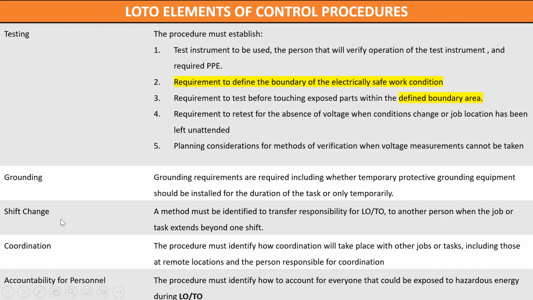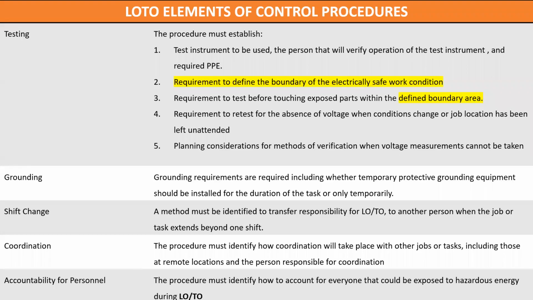Then it talks about the shift change requirement. A method must be identified to transfer responsibility for lockout and tagout to another person when the job or task extends beyond one shift. So for example, we started as a simple lockout and tagout in which only one qualified person was performing the job, but the task extends. Now another qualified person has to come and perform the job in another shift. So that simple lockout and tagout will be converted into a complex lockout and tagout. So our written procedure will be required.